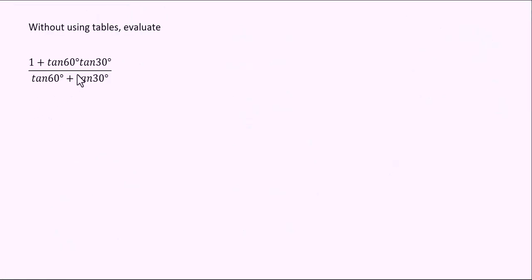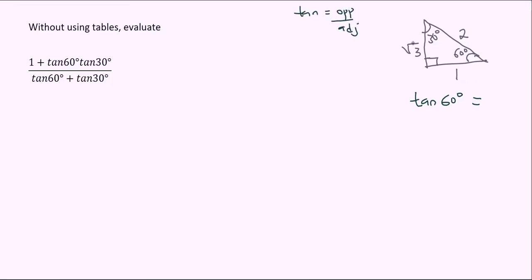So let's identify the special triangle for this. So let's say we have 30 degrees and this is 60 degrees. So we know that here is 2, here is 1, and this is root 3. And our aim is to identify what is tan 60 degrees and then what is tan 30? So tan 60 degrees, tan is opposite over adjacent. So tan 60 is opposite root 3 over adjacent is 1, which is same thing as just root 3.